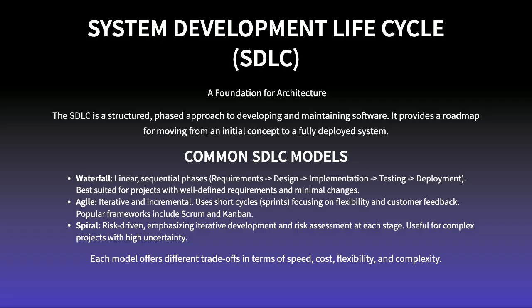There are several different models out there, like Waterfall, which is a pretty classic, linear approach where you move through each phase in order. Then there's Agile, really popular these days, that focuses on shorter cycles and constant feedback. And finally, Spiral, which is great for projects where you need to manage risk effectively. Each one has its strengths and weaknesses, so choosing the right SDLC model depends heavily on your project's specific needs.